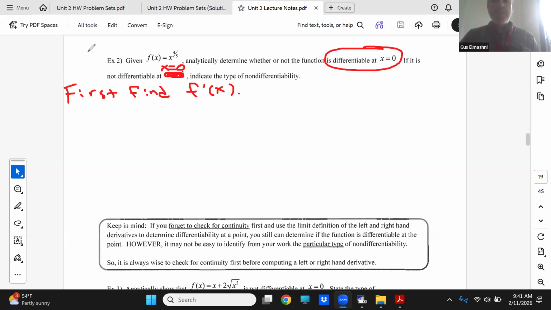Derivative is, and kind of teach you the shortcut rule right now. So f prime of x is going to be this. Or you can write it like this.